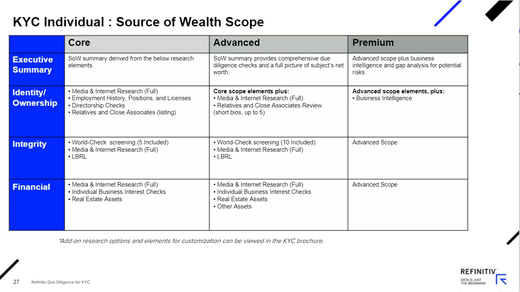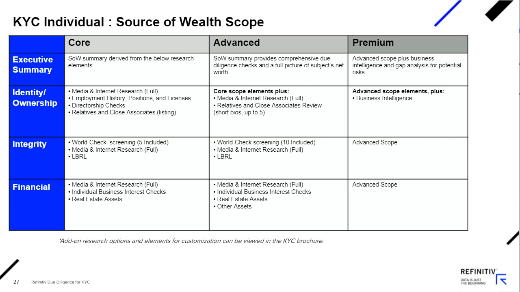Financial also digs into individual business interest checks, as well as real estate assets, of course, to do a valuation and monetary value and classify it within the scheme we've just presented. This is all presented, obviously, in an executive summary based on that scope.